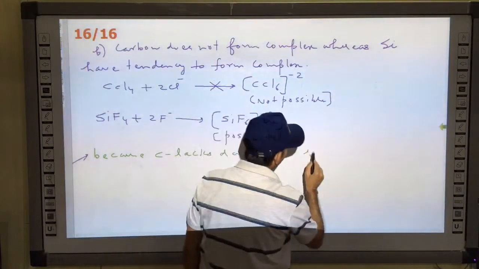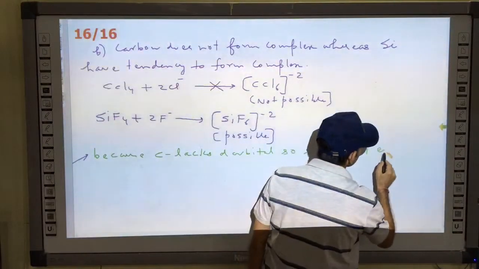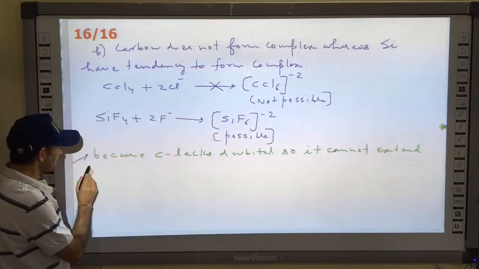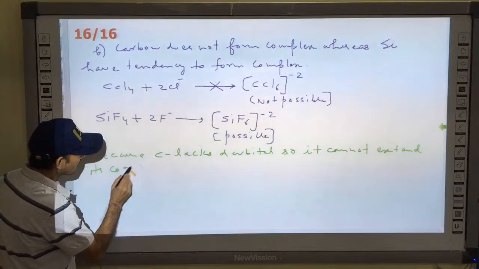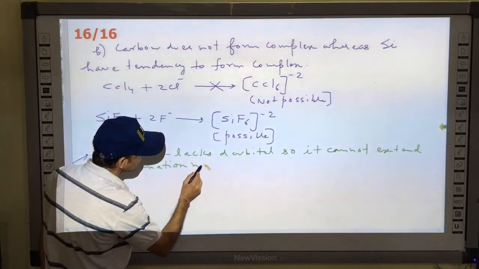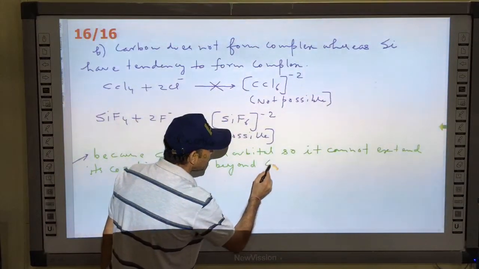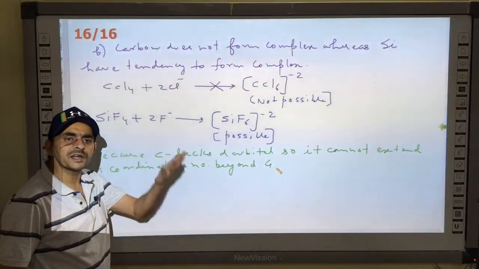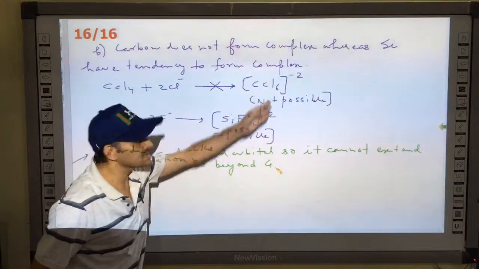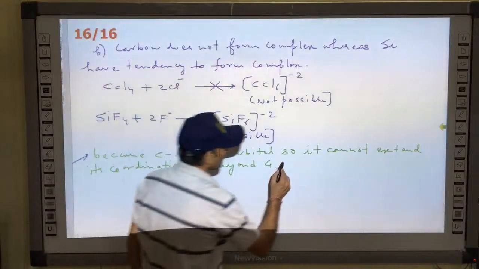So carbon cannot extend its coordination number beyond 4. It cannot combine with more than 4 atoms. The maximum a carbon atom can combine with is 4. Here, 6 is not possible because carbon is lacking d orbitals.